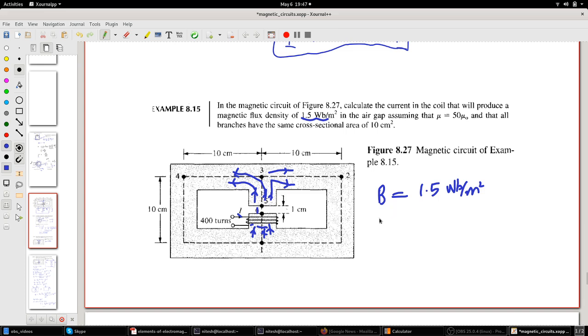You are given a core which has a mu of 50 into mu naught. Mu naught is the permeability of air, which is 4 pi into 10 raised to minus 7. That is known. The cross sectional area over the complete core is uniform, and the area is given as 10 centimeter square. These are the things which are known.